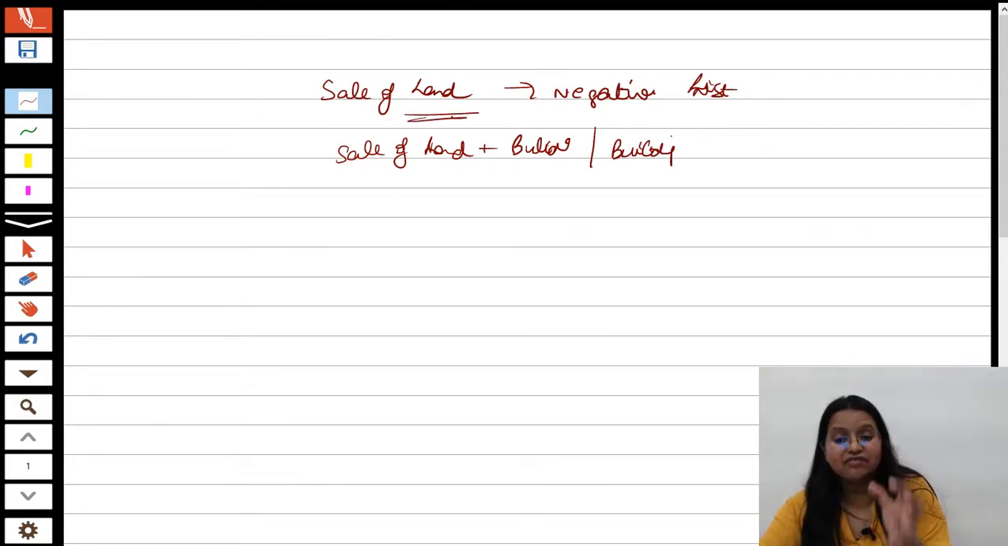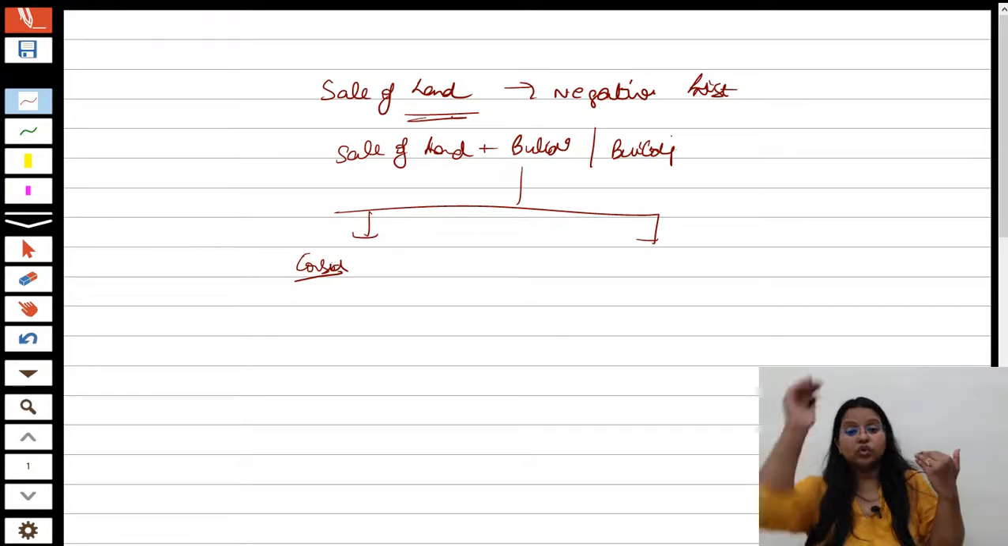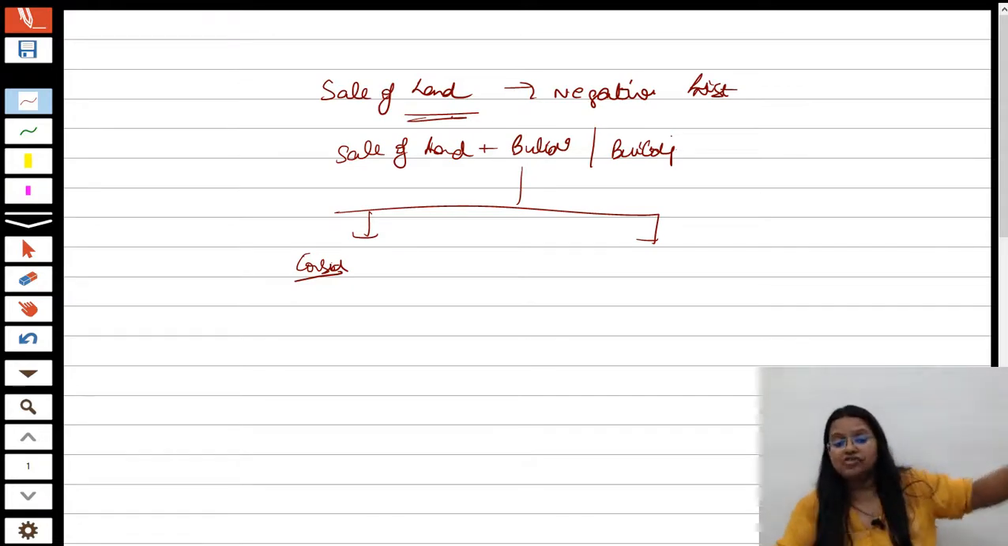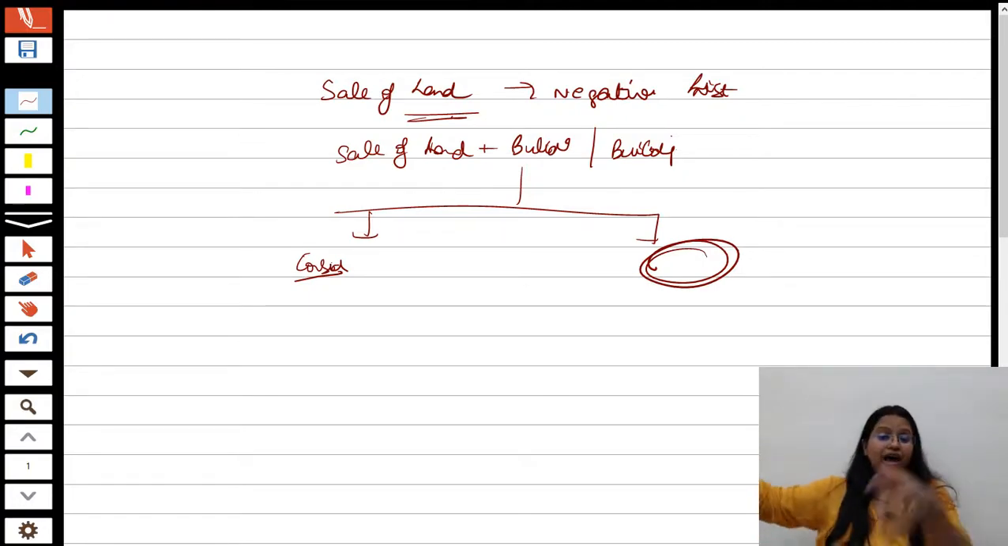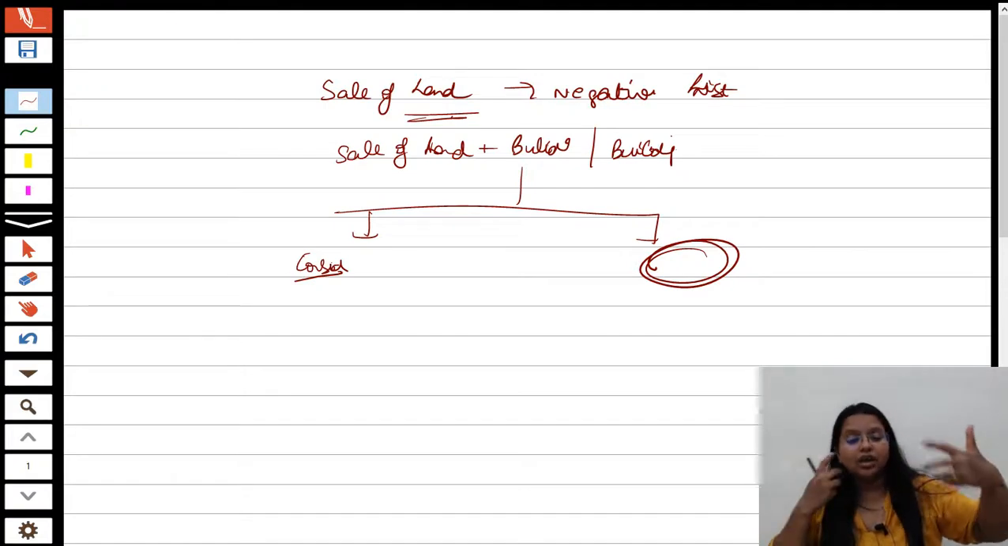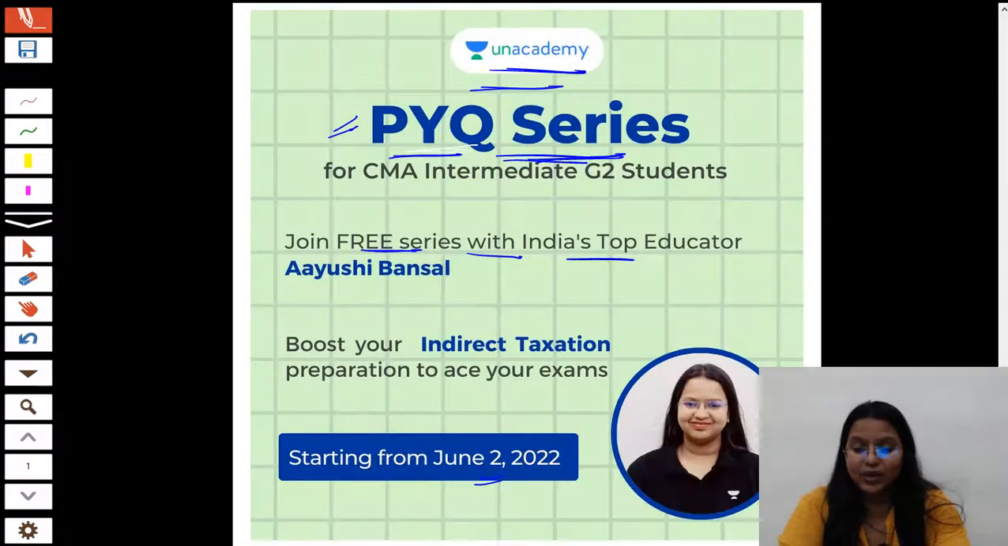But if it is a case of sale of land plus building both or only building, so students, 2 points will arise: the consideration, and when the consideration has been paid. If the consideration has been paid before those 2 points, what will happen? It is a supply of service. But if the entire consideration, it means not even a single penny has been received in advance, has been received after the due dates, that is after issuance of the completion certificate or its first occupation, whichever is earlier, then in that case it will be covered in the negative list. Just understand this point, this is very important, guys.